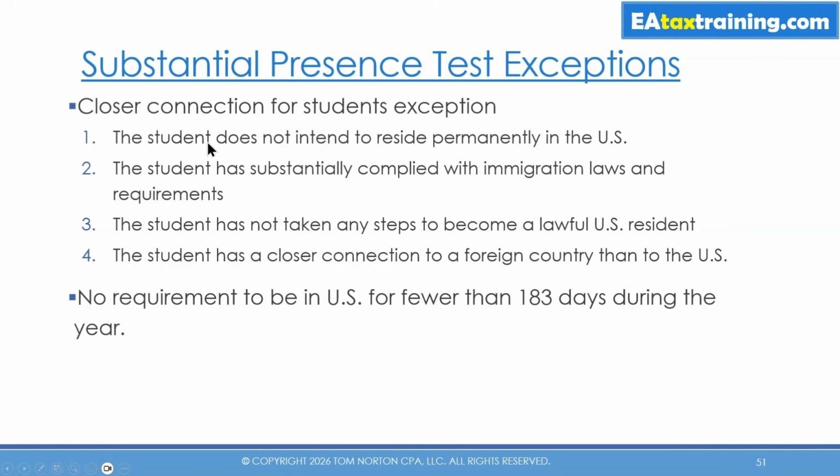If you are a student, I mean, it's understood. You're here, you're going to school, you're likely to be here for more than 183 days. But if your tax home is in another country, you don't intend to stay in the United States, you're following all of the immigration laws, you're doing everything you're supposed to do, then we are not going to count you as a permanent resident who has to pay tax on their worldwide income. That's what this is saying.